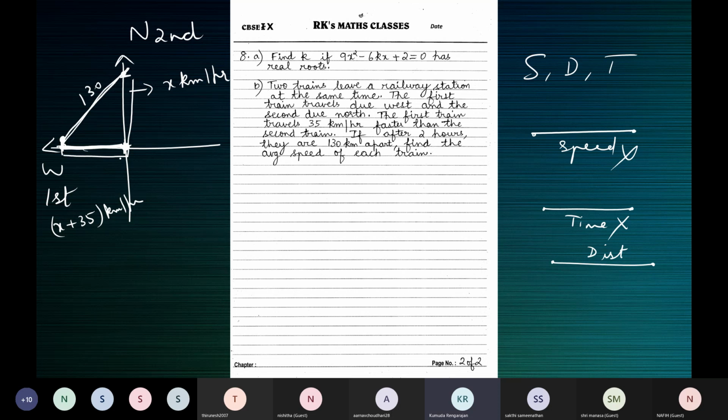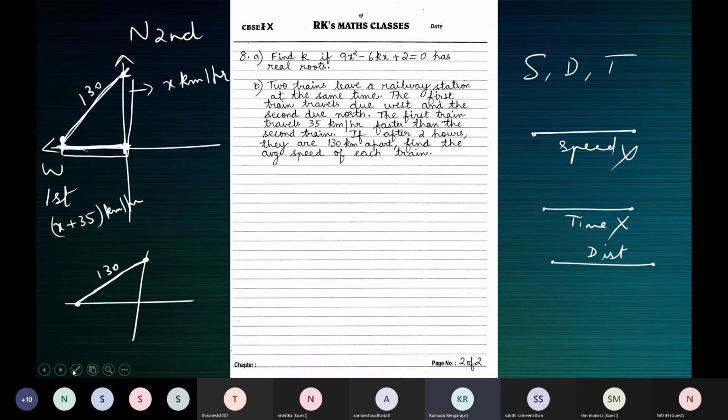Distance is the line segment connecting the 2 points. So say this is the position of the first train at the end of 2 hours, and this is the position of the second train at the end of 2 hours. This distance between them is 130. The distance between the two trains.